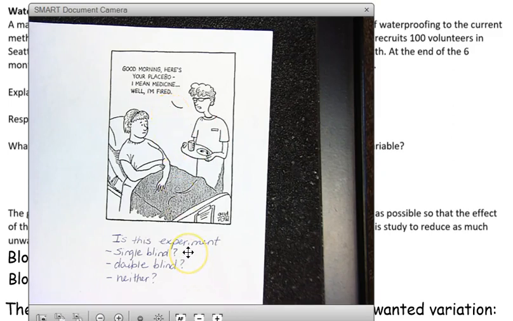So the question is, is this experiment single blind, double blind, or neither? Well, we don't actually know if it's double blind or not, because double blind means that the person evaluating the treatment also doesn't know which subject is in which group, and we don't know anything about that. But this isn't even single blind, because everybody involved in the treatment, both those receiving the treatment and those administering the treatments, need to be blinded. So this wasn't even single blind because of the nurse's knowledge of the subject getting a placebo.